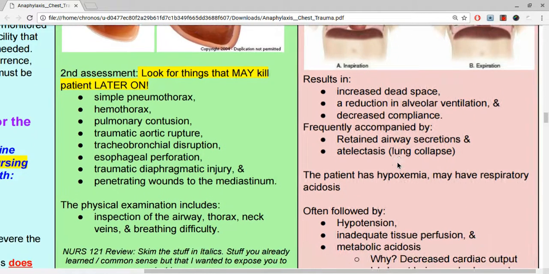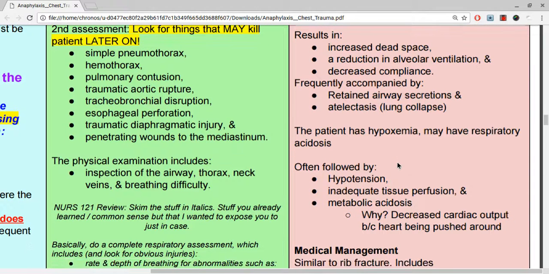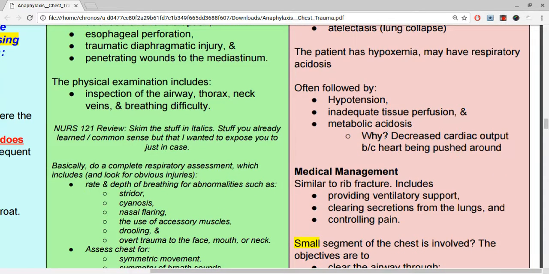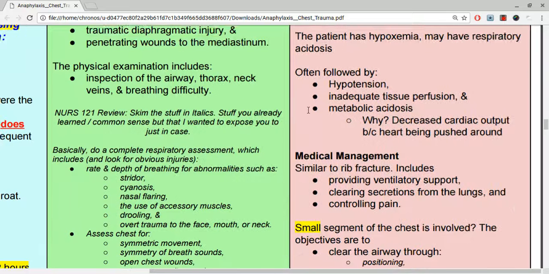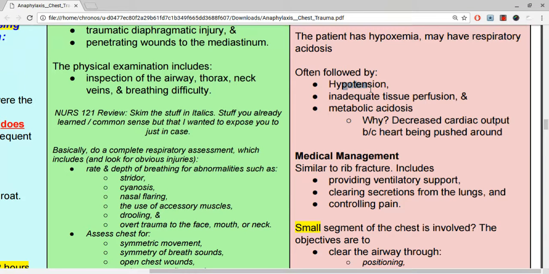And it's frequently accompanied by retained airway secretions and atelectasis, which is another word for lung collapse. And the patient's going to be hypoxemic, and they may have respiratory acidosis. It's often followed by hypotension, and that's in relationship to the heart being pushed around. Inadequate tissue perfusion, again, the heart is being pushed around.